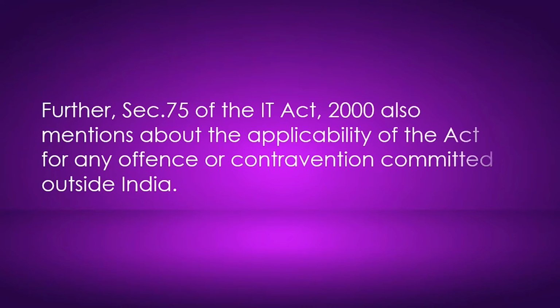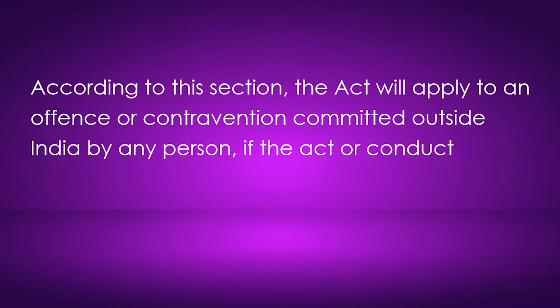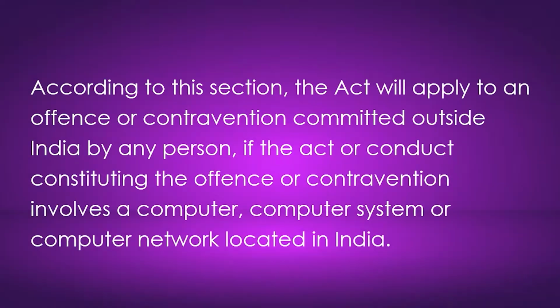Section 75 of the Information Technology Act 2000 makes it very clear about the commission of a particular crime in one place or another. According to this section, the act will apply to an offence or contravention committed outside India by any person if the act or conduct constituting the offence or contravention involves a computer system or computer network located in India.